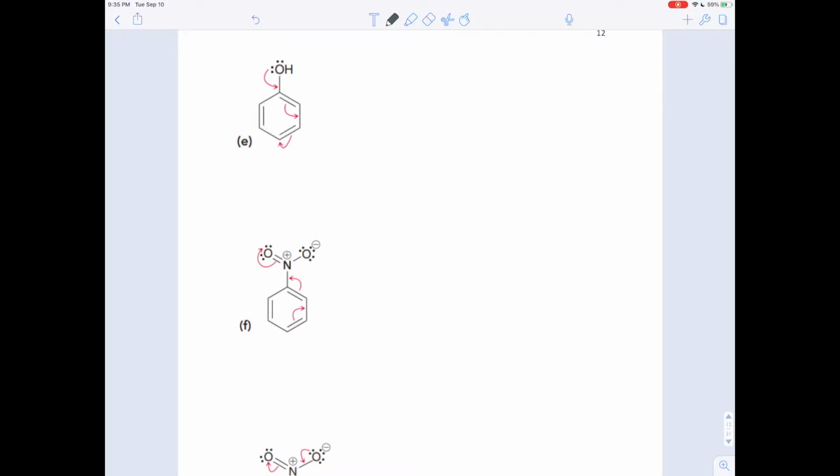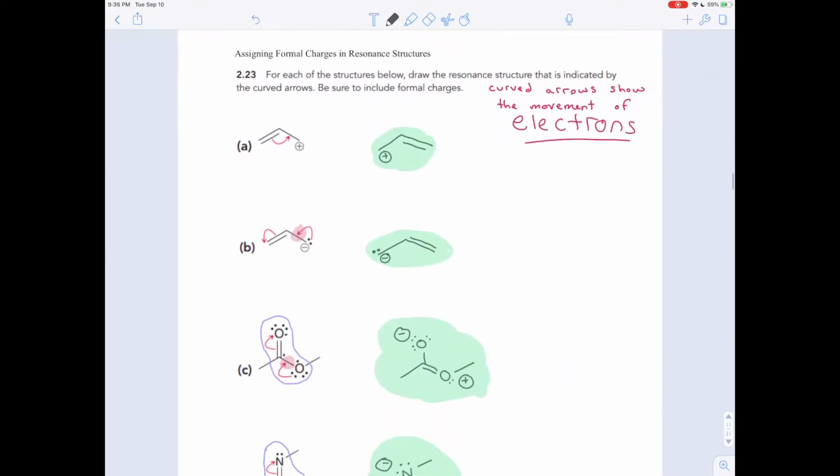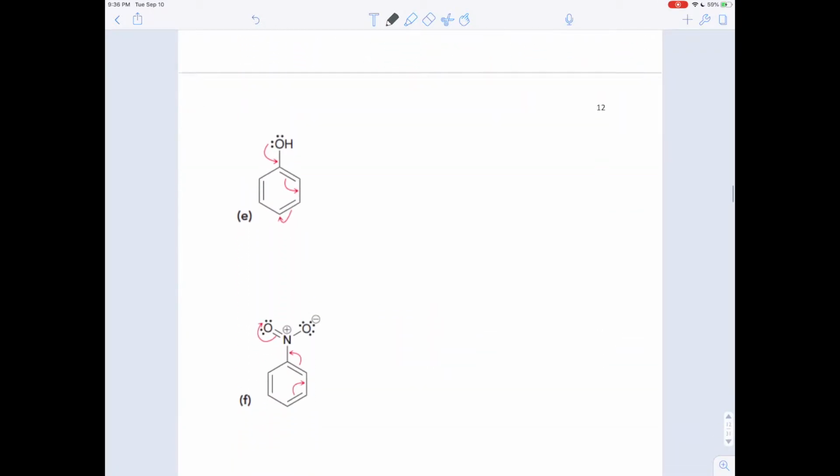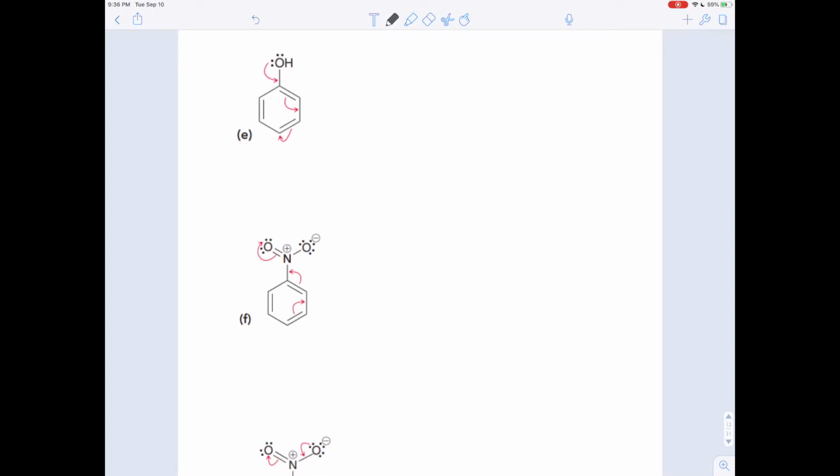So in this video, we're going to continue exercise 1523, which was asking us to draw the resonance structure indicated by the curved arrows and to be careful about formal charges in each of these different structures. So let's do E. Now the first step in all of these is just to redraw the molecule exactly as it is. So all of the bonds, and here I'm just going to expand this.